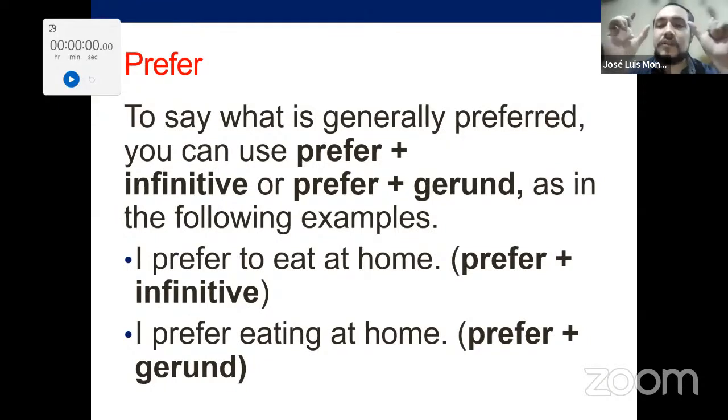So for example, if I ask you, would you rather this movie or this movie? And you say, I would rather that movie. But it's not that you prefer that movie every time, right? You only prefer that movie at that time. That's why you say, I would rather. But when you prefer something, right, always over other things, you say prefer, right?